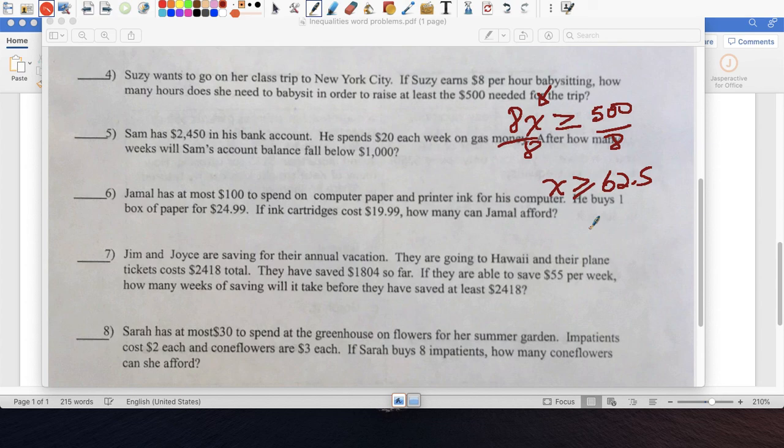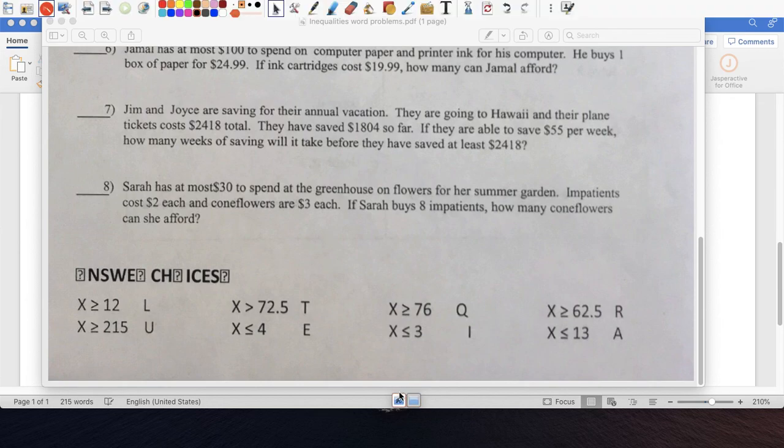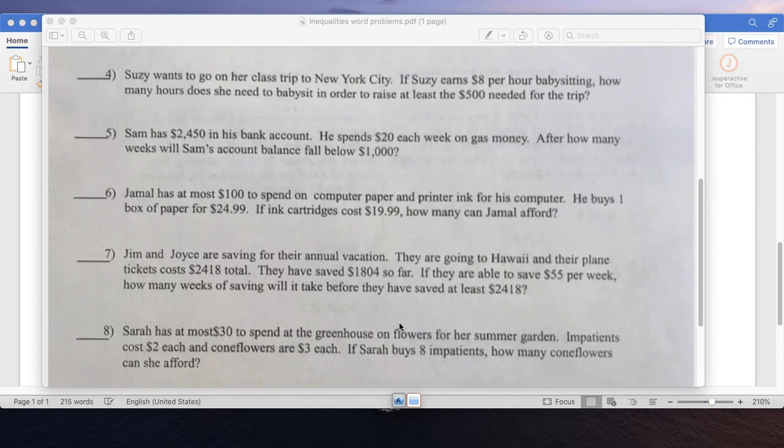Maybe you can babysit 62 hours and a half, but for the context of a story, if we round everything, the minimum number of complete hours that she needs to babysit is 63 hours, and that is number 4. Do we have x is greater or equal to 63? Oh, well, actually, look at that. x is greater than 62 and a half, because I guess you can babysit half an hour. Okay, so the 4th one is an R.